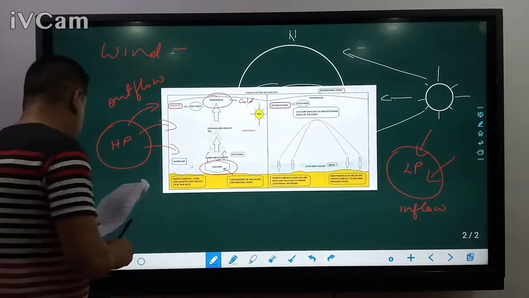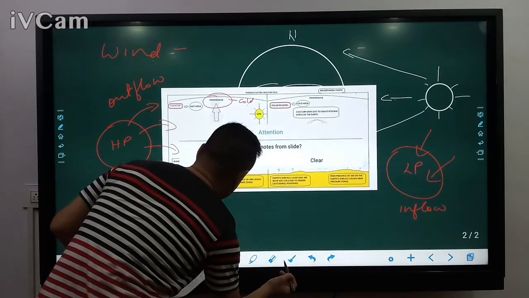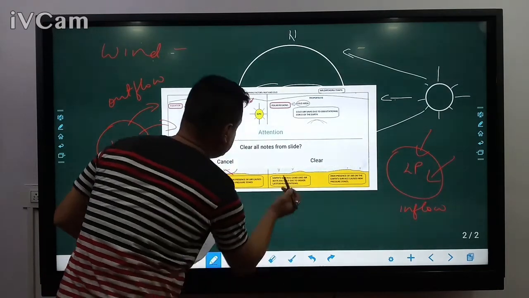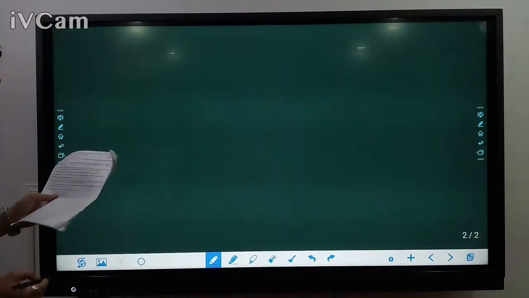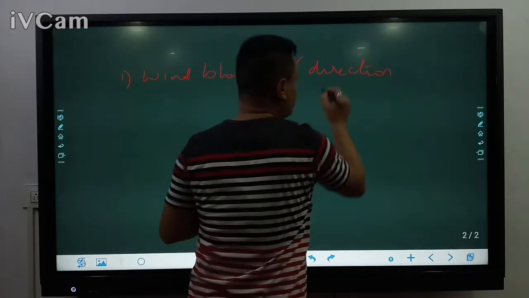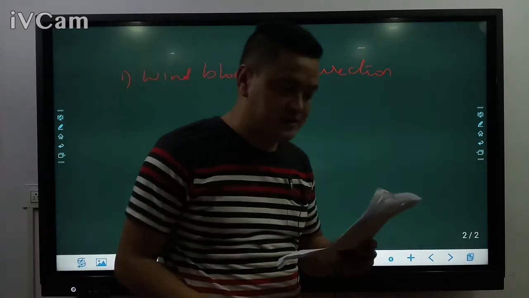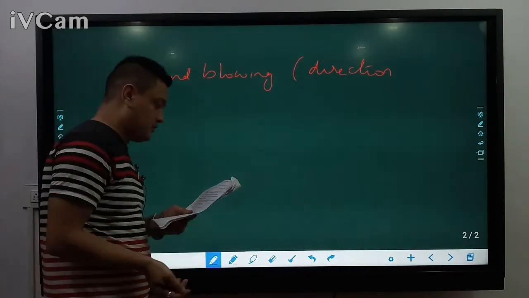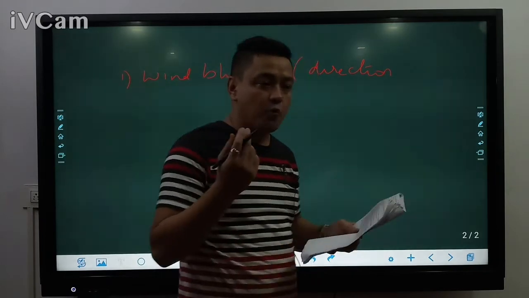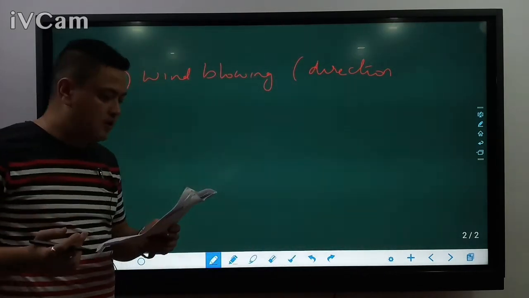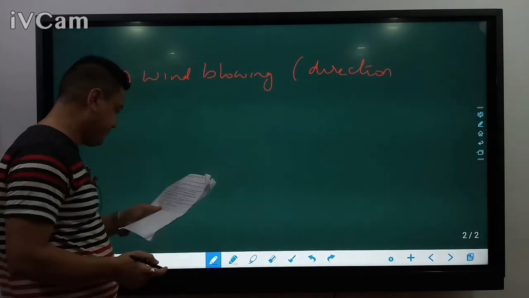There are two characteristics of wind. Number one, wind blows in a particular direction. I am writing only direction here. So, I told you that wind always blows from a region of high pressure to a region of low pressure. There is another example. Wind blowing from the west are called westerlies, and wind blowing from the east are called easterlies.